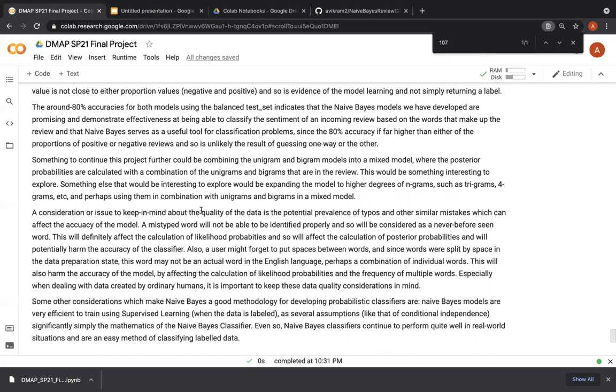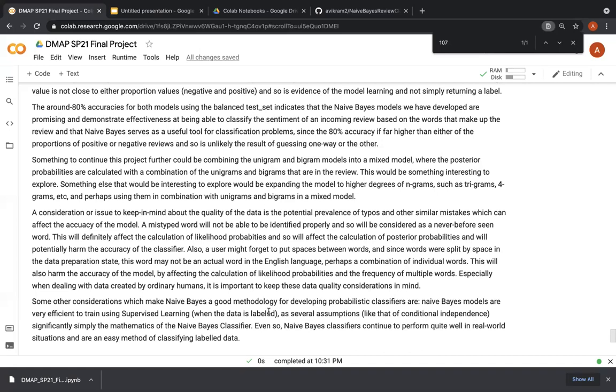So the split works on spaces and new lines and things like that. A user might forget to put spaces between words. Since words are split by spaces and new lines in the data preparation stages, each string is split by spaces, since there weren't any new lines. This word might not be an actual word in the English language. Perhaps it'll be a combination of many individual words, right? Since the user forgot to put a space, which is a common error when typing, especially informally in reviews.